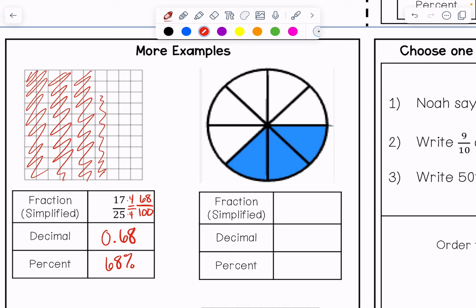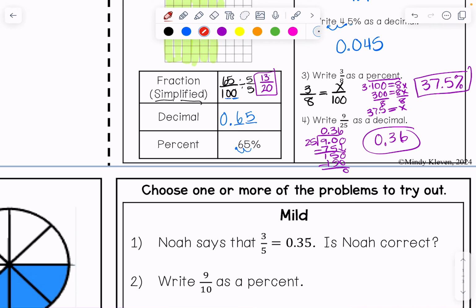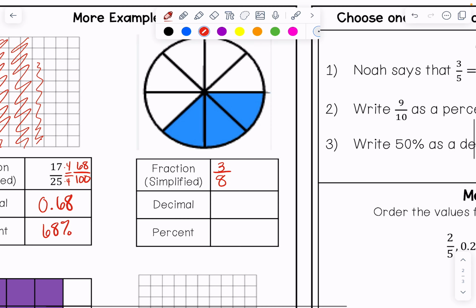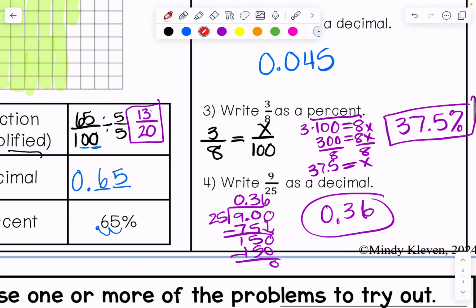All right, if we look at this next example, we actually have the visual first. So when I look at this visual, I have 3 shaded, 3 pieces out of a total of 8. All right, and they're all equivalent, equally split pieces. So 3/8 is that fraction. And we actually just did this exact same problem over here on number 3. So 3/8 as a percent, we just found out is 37.5%. If you need help on how to do that, look back over here.